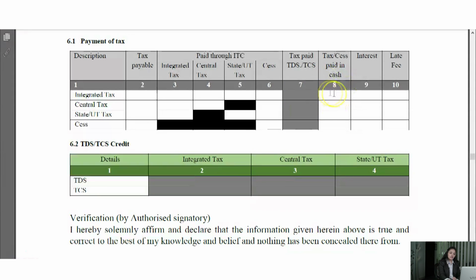In column number 8, the user has to mention the amount of tax paid in cash for IGST, CGST, SGST or UTGST and cess respectively. If the user is also liable to pay any interest or penalty, then the same would be shown in column number 9 and 10. No information is required to be given in point number 6.2 as the provisions of TDS or TCS have been deferred by the government. Lastly, the user has to verify and sign the return and upload it on the portal.